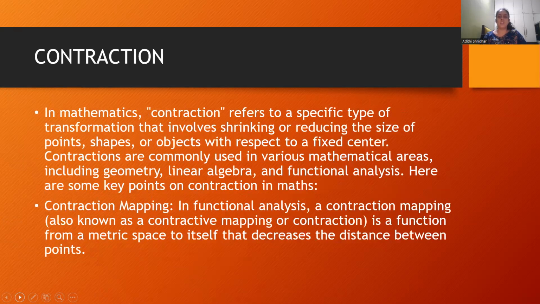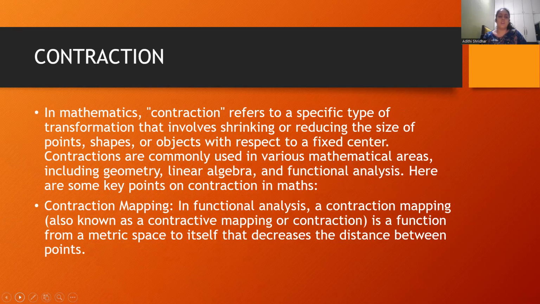Contraction. In mathematics, contraction refers to a specific type of transformation that involves shrinking or reducing the size of points, shapes, or objects with respect to a fixed center. Contractions are commonly used in various mathematical areas, including geometry, linear algebra, and functional analysis. Here are some key points on contraction in math.